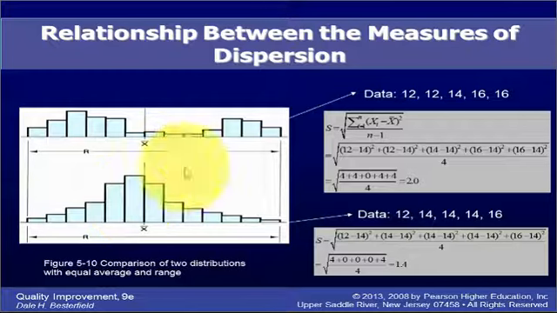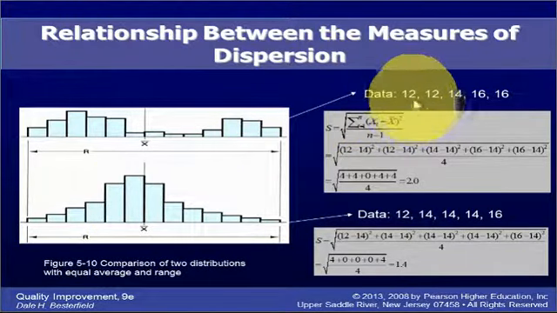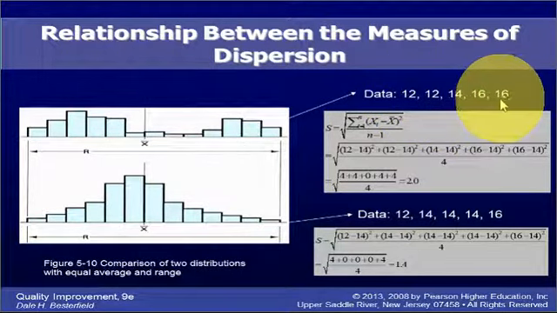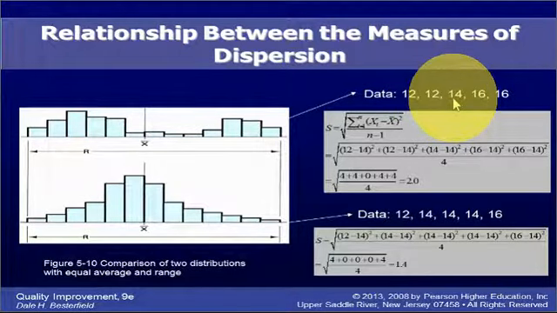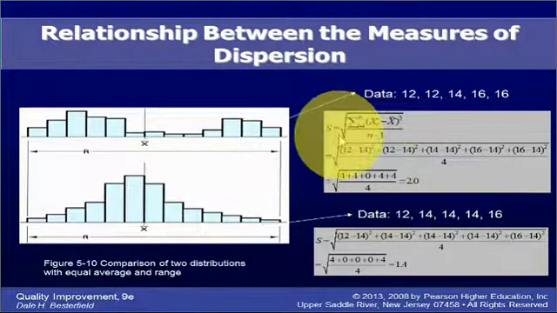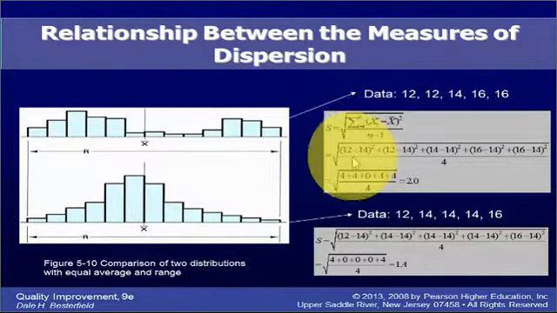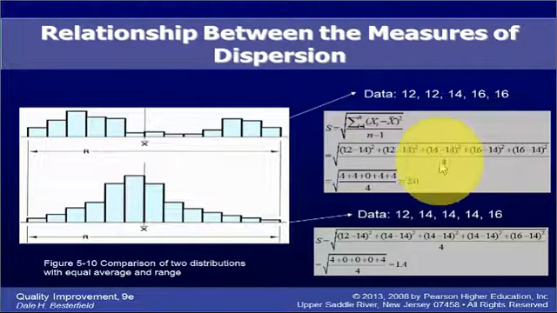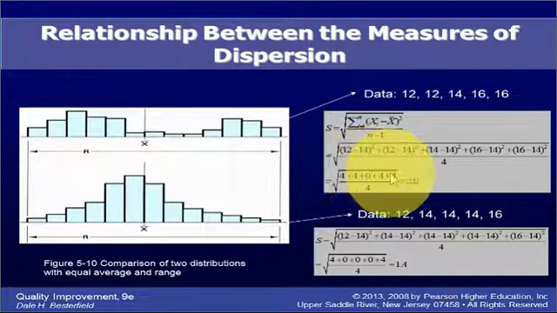For example, something like this may look like a data set of 12, 12, 14, 16, 16. So the average is 14, and the range is 4, 16 minus 12. So we compute the standard deviation using the definition. We use each data point minus 14 to the square and sum them up together, and then divide by n minus 1. We have 5 data points, minus 1 is 4, and then take the square root to find the standard deviation, which is 2.0.